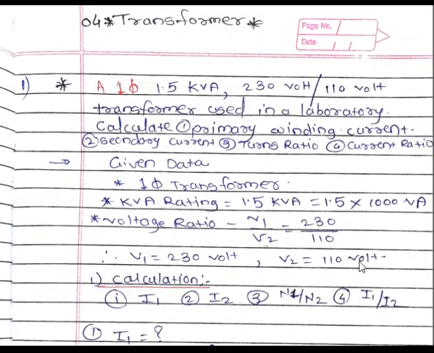Now this voltage ratio is always given as V1 by V2, turns ratio is always N1 by N2, and current ratio is always I1 by I2. We calculate the current I1, current I2, turns ratio N1 by N2 and current ratio I1 by I2.